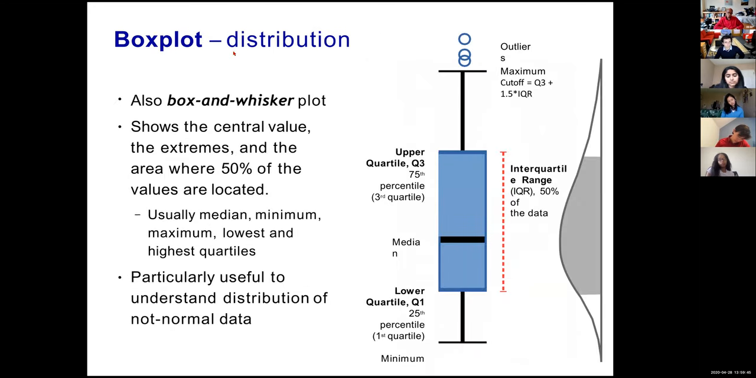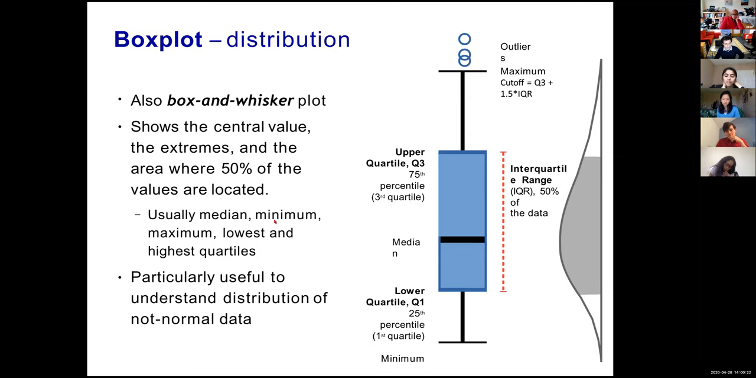So a box plot is very helpful for showing distributions, also called a box and whisker plot. So these are the boxes and these are the whiskers. And this is an alternative distribution, which actually shows the actual distribution. So this shows the central value, the extremes, and the area where 50% of the values are located. So this is the interquartile range. So basically this is one quarter of the data, and then the second and the third quarters are here. And you can also show individual outliers, which are above this particular cutoff, okay?